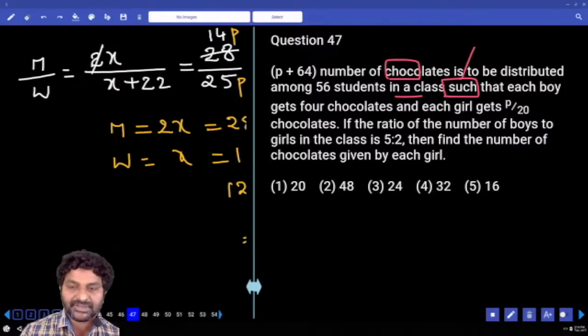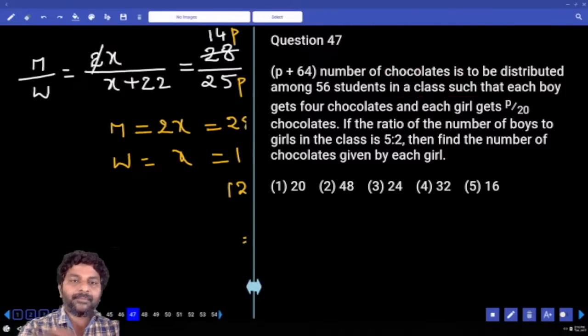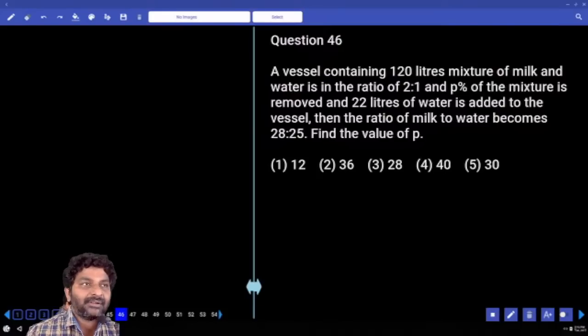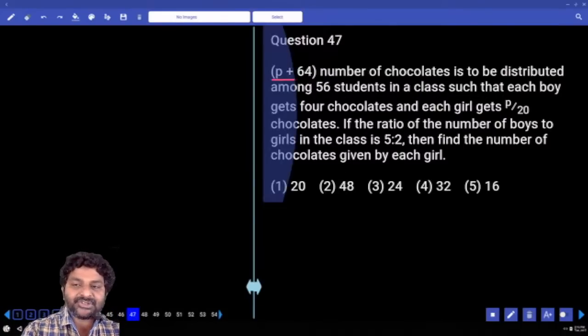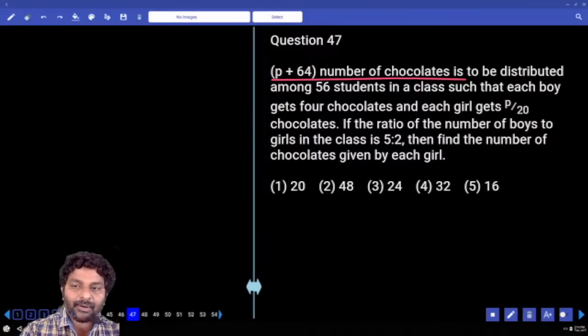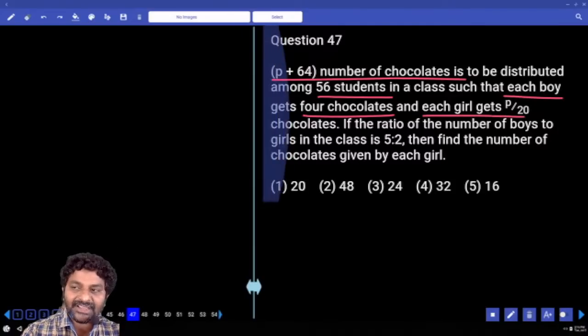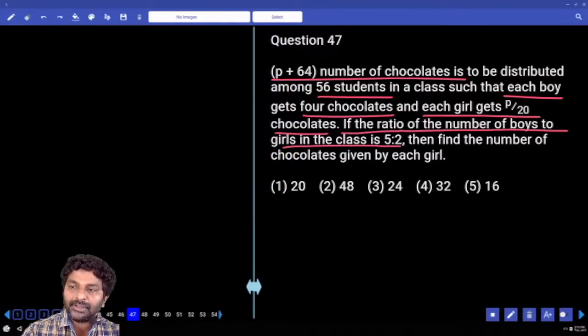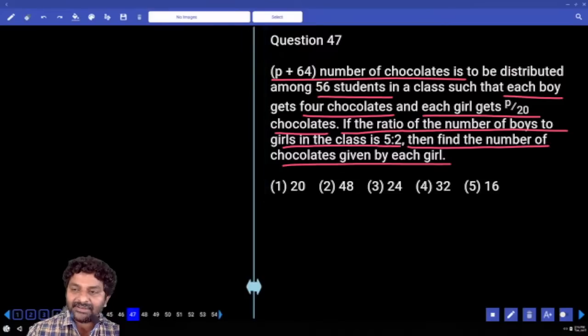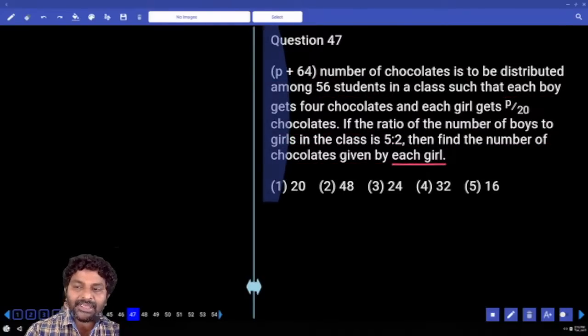Okay. Question number 47. Right. 46 over. Understood? Right. P plus 64 number of chocolates is to be distributed among 56 students in a class such that each boy gets 4 chocolates and each girl gets P by 20 chocolates. If the ratio of number of boys to girls in the class is 5:2, then find the number of chocolates given by each girl.